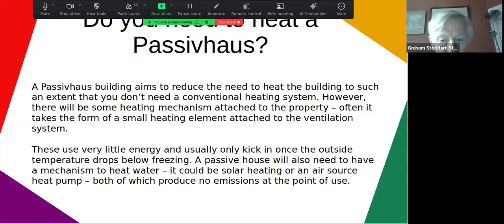And the point is you really don't need a conventional heating system. So the amount of energy that you're using just to keep the house warm is close to zero. And in fact, we're saying here that it actually only kicks in when the temperature drops below freezing. Then there's a sentence, I picked up this from somebody else's website, that a PassivHaus will also need to have a mechanism to heat water, which could be solar heating or an air source heat pump. But of course, for most people, it's just an immersion heater, but it's still electricity. So if your electricity is green, then we're helping the climate.